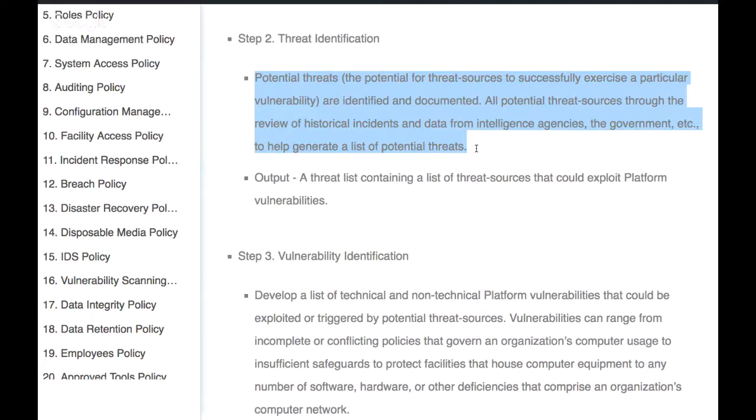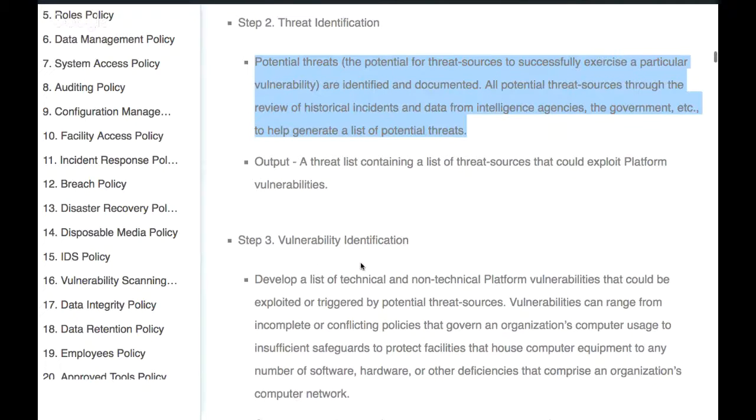All potential threat sources, through the review of historical incidents and data from intelligence agencies, the government, etc., to help generate a list of potential threats. So the output of this step is a threat list containing a list of threat sources that could exploit platform vulnerabilities.